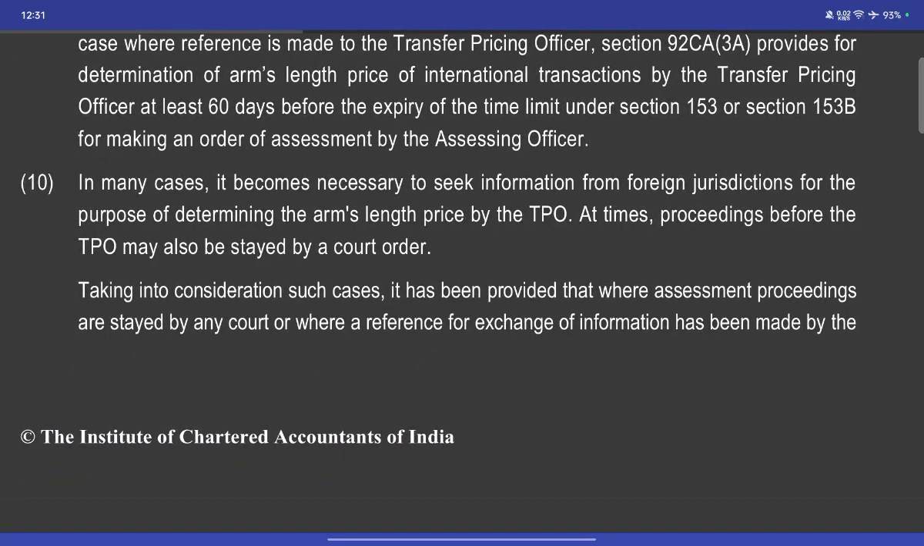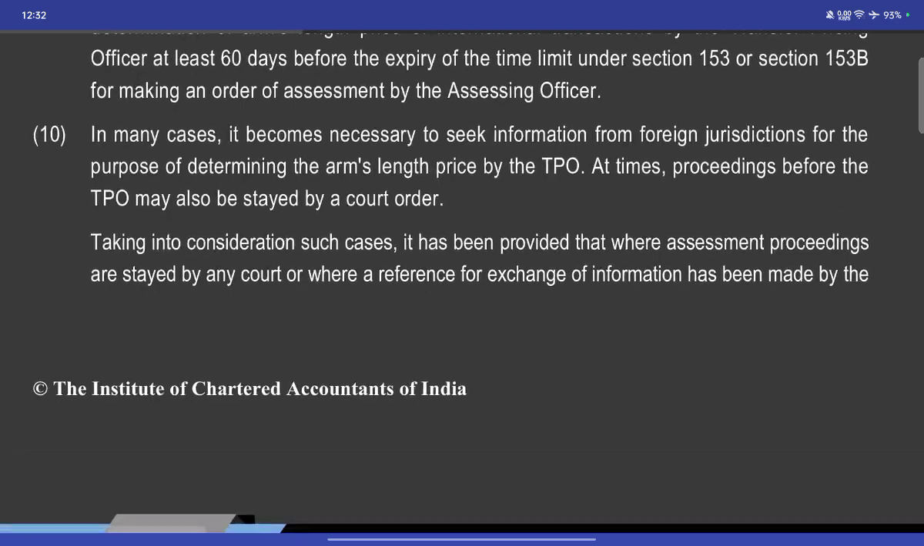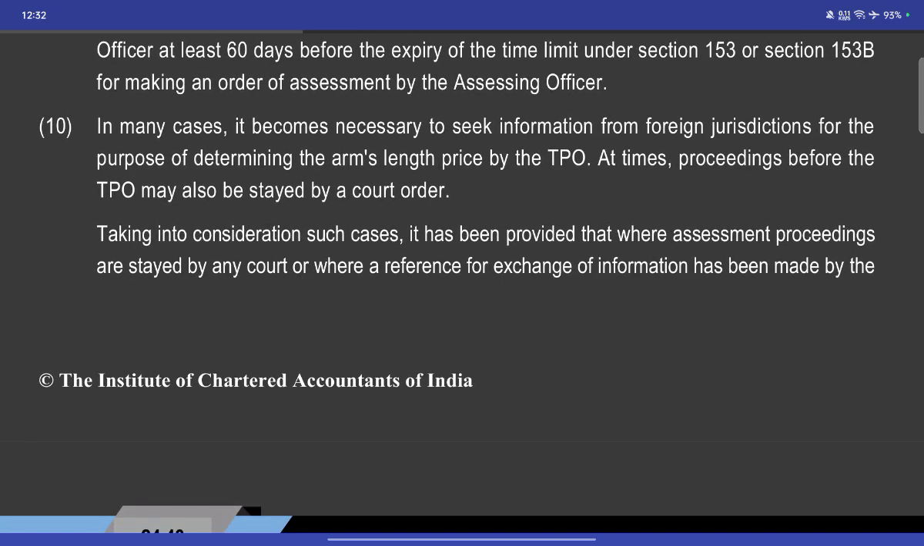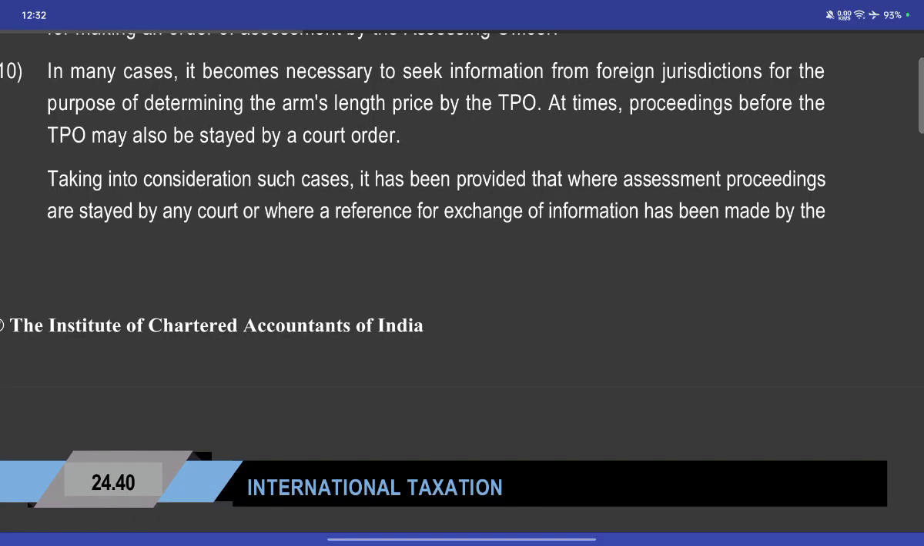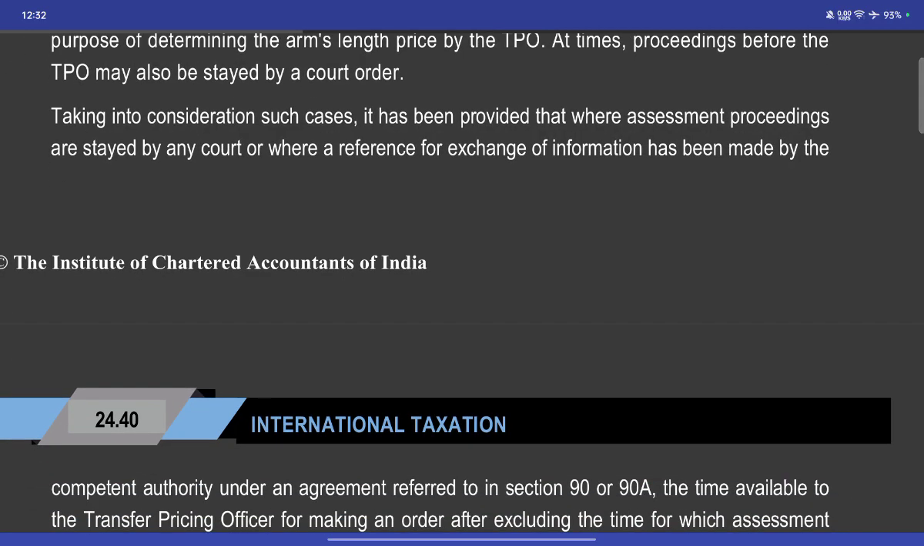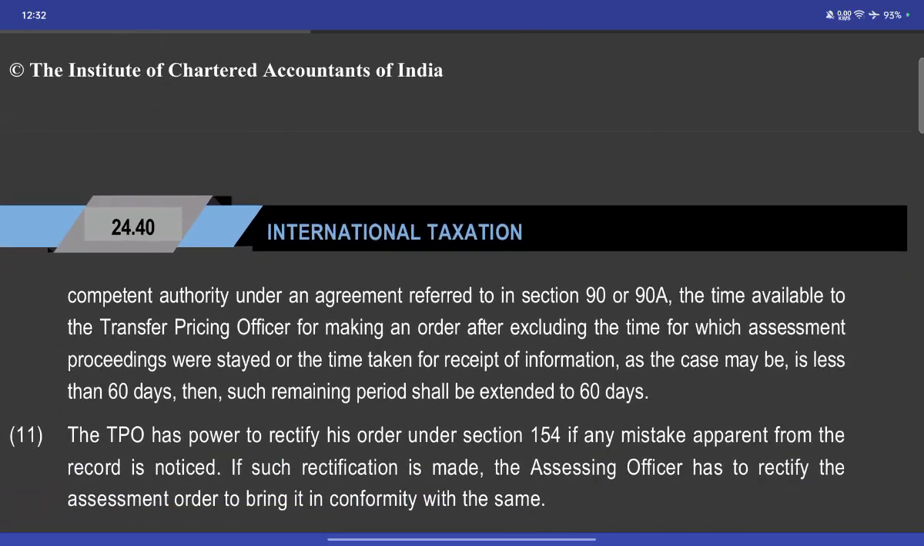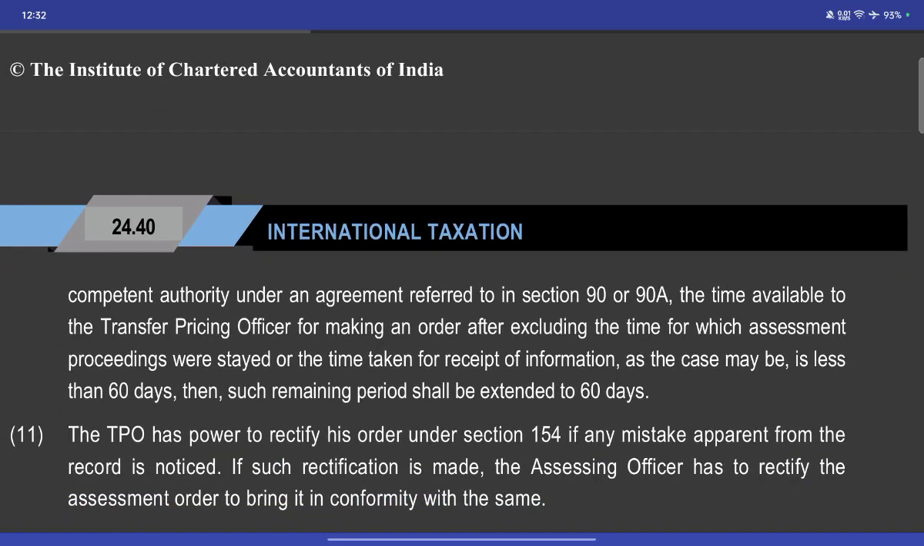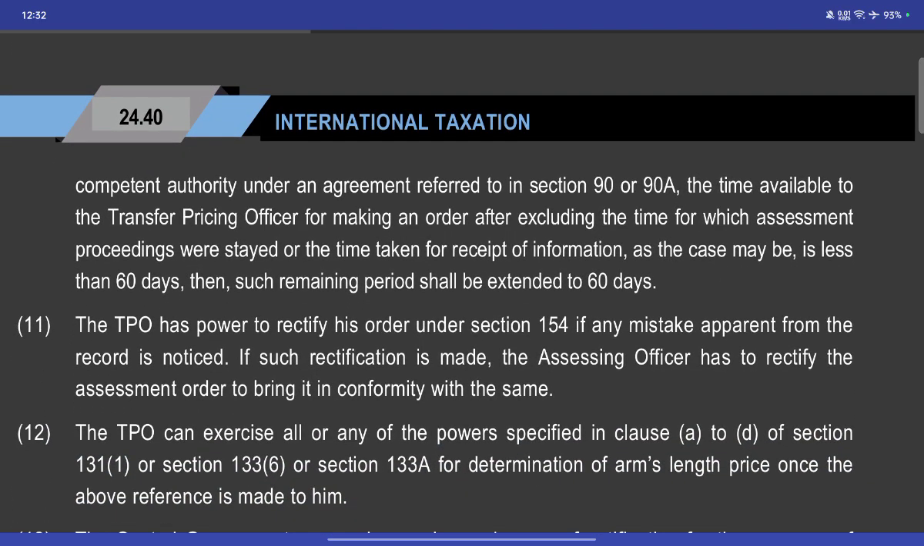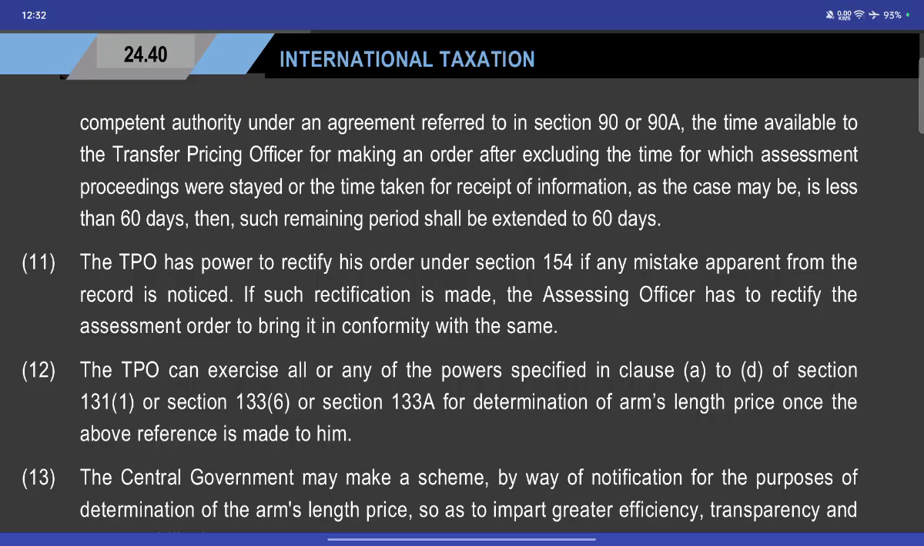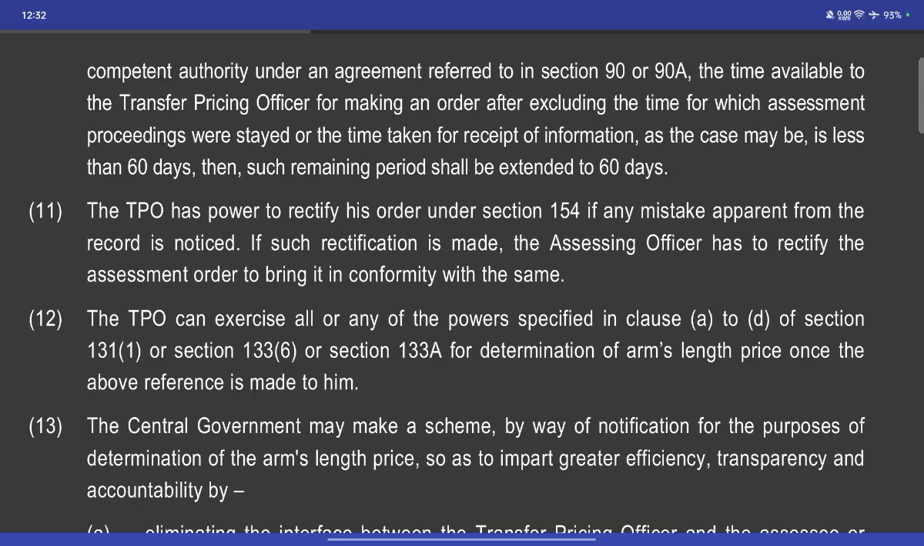In many cases, it becomes necessary to seek information from a foreign jurisdiction for the purpose of determining the arm's length price by the Transfer Pricing Officer. At the time of proceeding before the TPO, the proceedings may also be stayed by court orders. Taking into consideration cases where the assessment proceeding has been stayed by any court, or a reference for the exchange of information has been made by the competent authority under the agreement referred to in Section 90 or 90A, the time available to the Transfer Pricing Officer for making the order is extended. As the case may be, where the remaining period is less than 60 days, it shall be extended to 60 days.